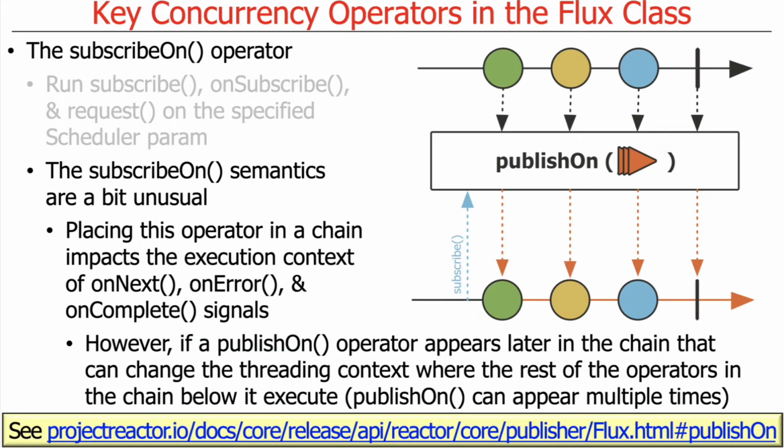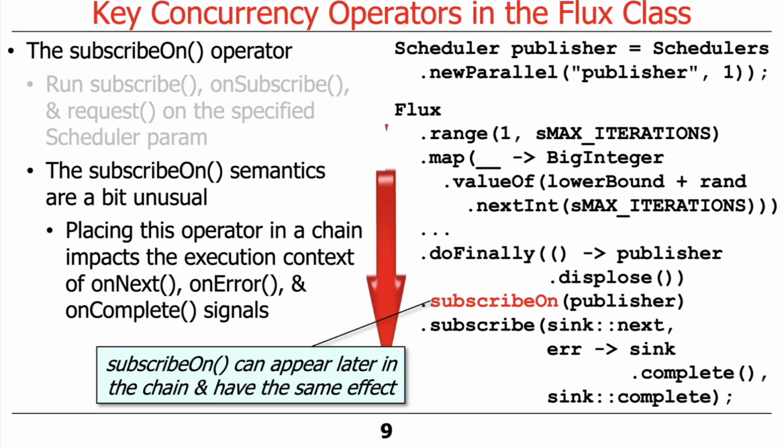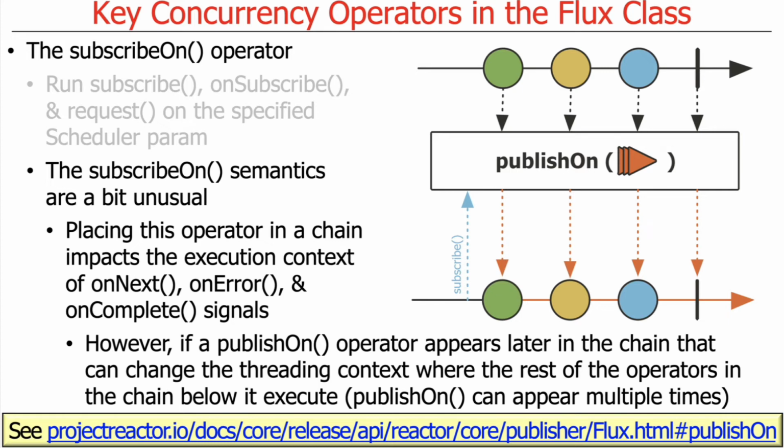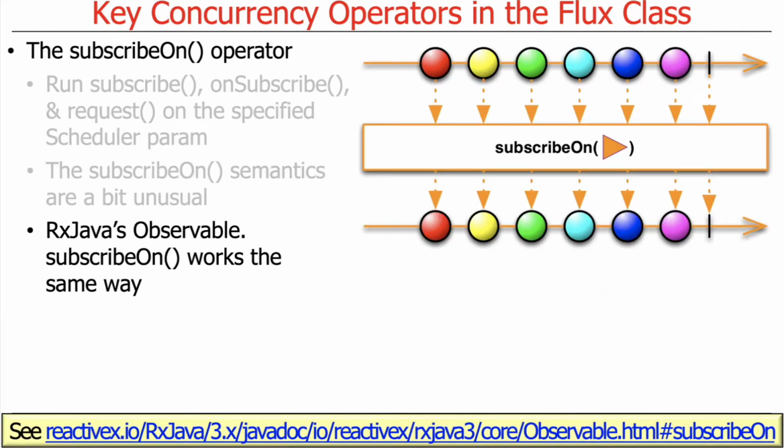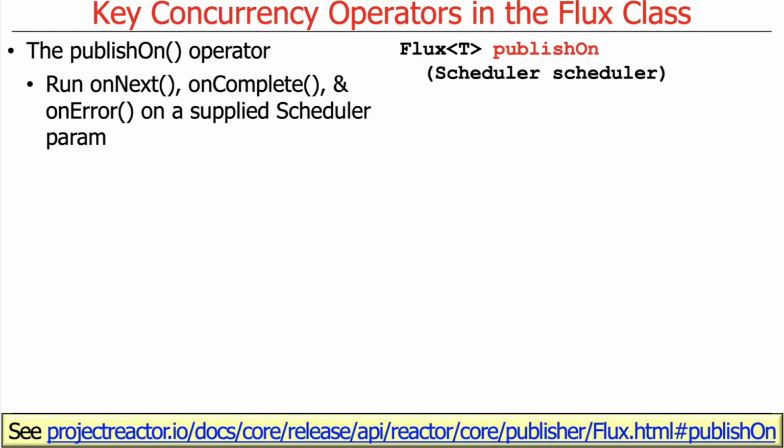Now, that's the case where I said all other things being equal. You can also have other behaviors if you have a publishOn appear somewhere, and I will talk about that later. Don't worry about it now. I'm just giving you a heads up that subscribeOn's semantics can be overridden if publishOn appears somewhere down the path, because then that's where the code will run from that point onwards. That's a little bit wacky, but that's just what you get with the reactive streams frameworks we're dealing with. RxJava has a subscribeOn that works exactly the same way.